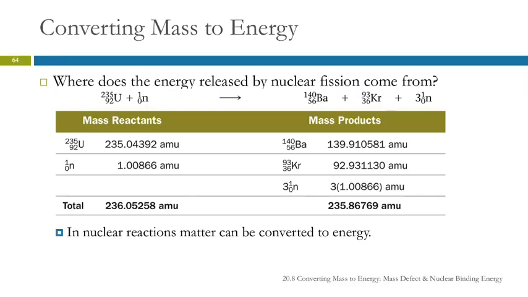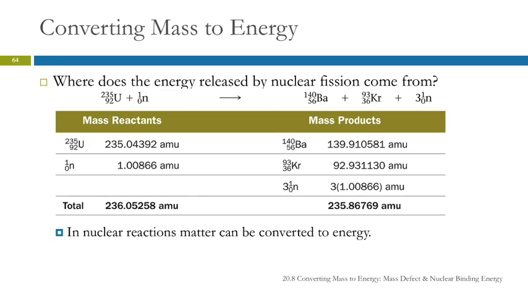So there's a tremendous amount of energy that is released in a nuclear fission reaction. Where does it all come from? Well, it comes from matter being converted into energy. So if we look at uranium-235 bombarded with a neutron, splitting into barium-140 and krypton-93.